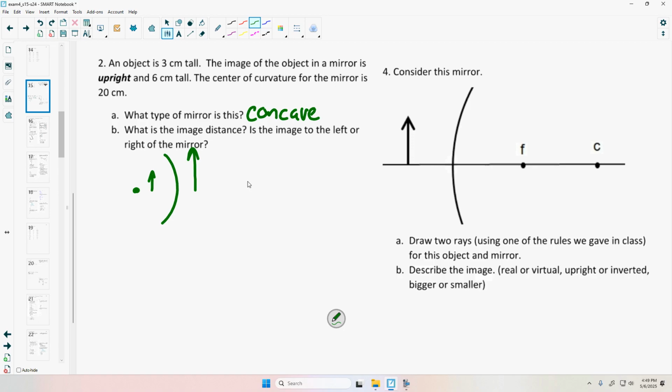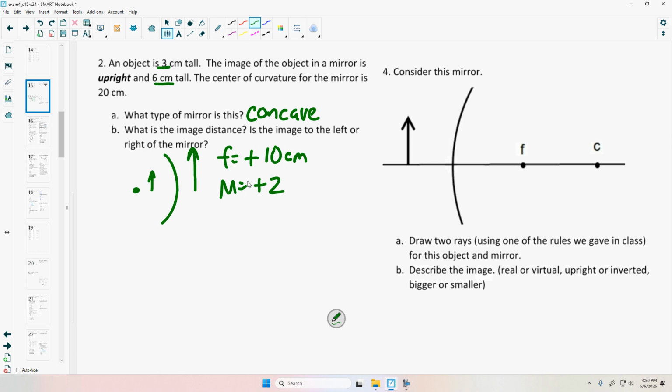Yeah. So I would first find the focal length. The focal length, because it's concave, is positive, and it's going to be half the center of curvature. It's 10 centimeters. And then the magnification is going to be 6 divided by 3. It's also positive because it's an upright image, and so it's positive 2. Now in this case, I was given the number, I calculated the number, 20 divided by 2 and 6 divided by 3. But the sign of those numbers I intuited because I know what type of image is formed by this mirror. Okay? So I know that it's concave mirror, so it's positive, and I'm told that it's upright, so I know the magnification is positive.